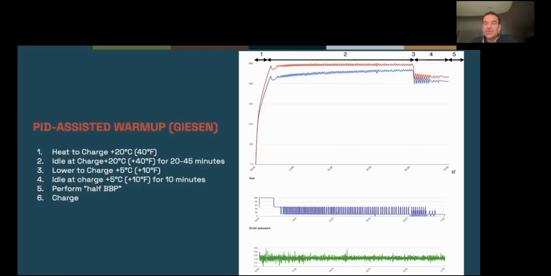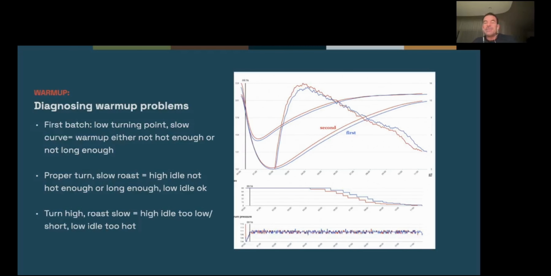So most of the time, this is what I see when I begin working with a new roaster, that the first batch is a little sluggish compared to the second batch. And that's an indicator that the warm-up was not hot enough. So if the first batch is too slow, then that means make the high idle hotter or longer, usually hotter, but perhaps a little longer too.